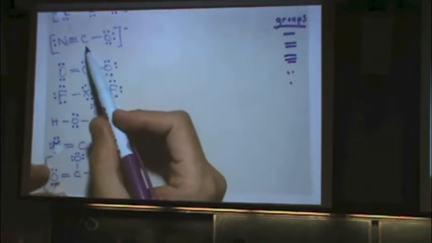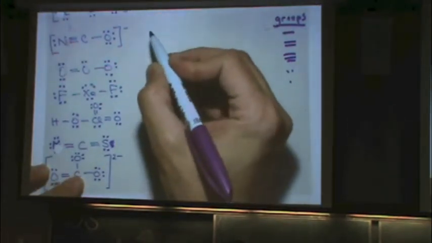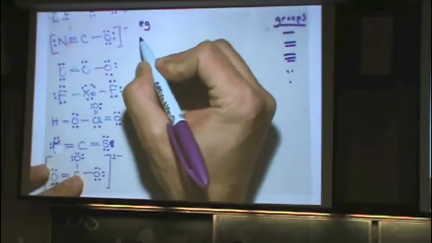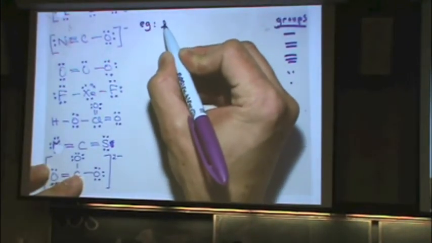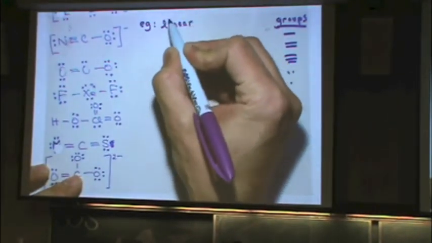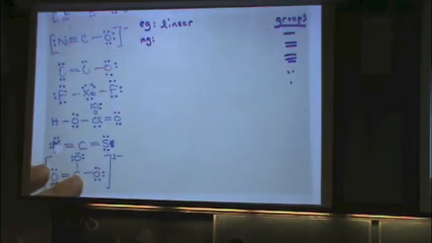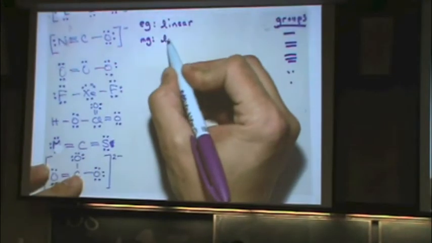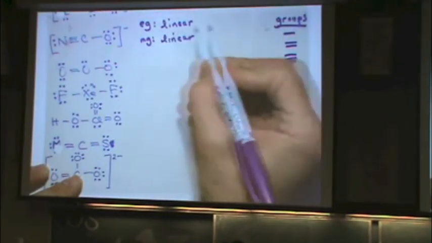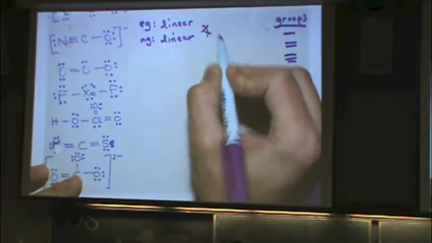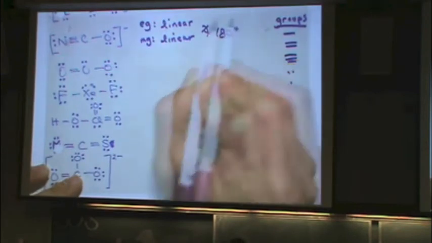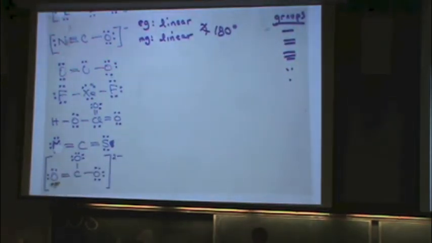So when looking at the carbon, you should see two groups around it, a triple bond and a single bond. So that's two groups. So the electronic geometry is going to be linear. And the molecular geometry, because there's no lone pairs on that central atom, is also linear. What's the bond angle? It has to be 180 if something's linear. Let's try the next one.